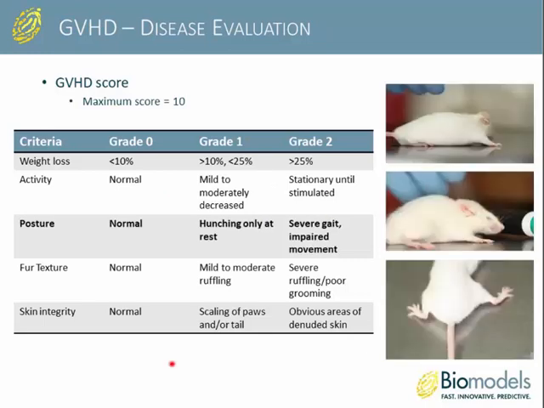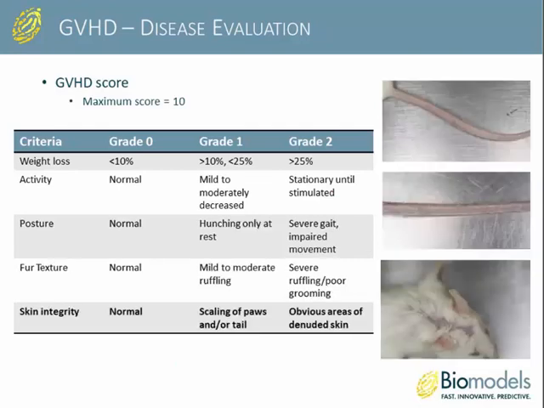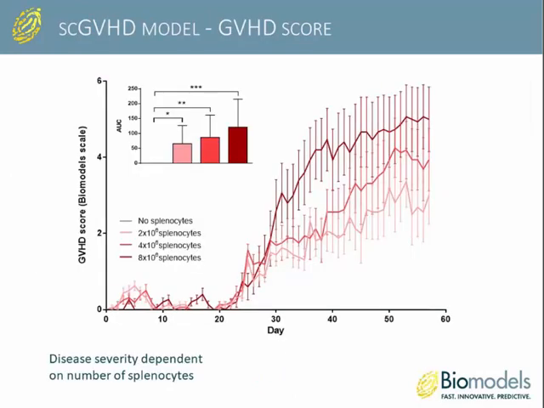And then here, just some examples of the scoring for different postures, fur textures, and skin integrity. So you can see as the disease becomes more severe, there are many visual symptoms that are observable that contribute to this graft-versus-host disease score. Similar to changes in weight, the GVHD score is dose-dependently increased based on the amount of splenocytes that are given in that initial inoculum.